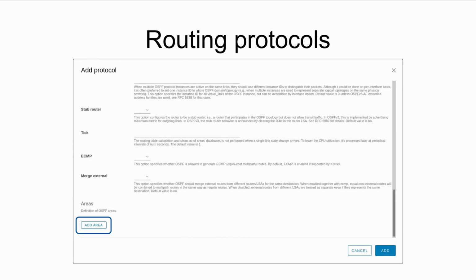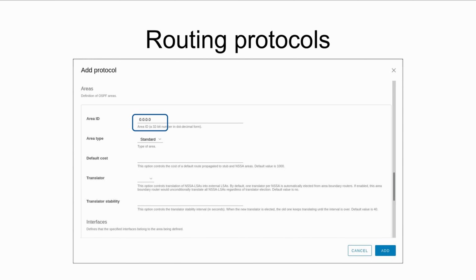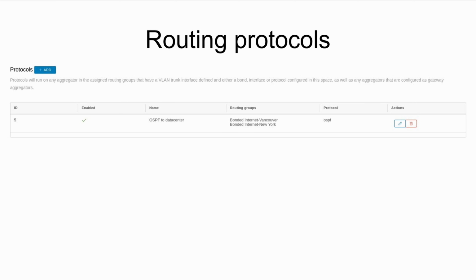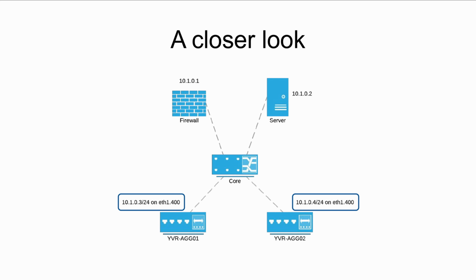Continuing with our example, scroll down to add an OSPF area. Define your area, for example, Area 0. The protocol configuration is now complete. Let's take a closer look at what has been configured.